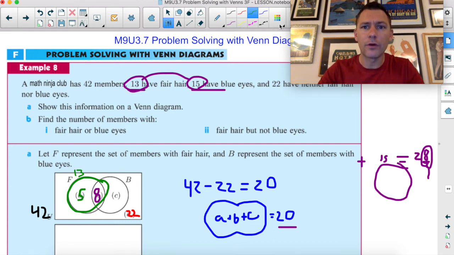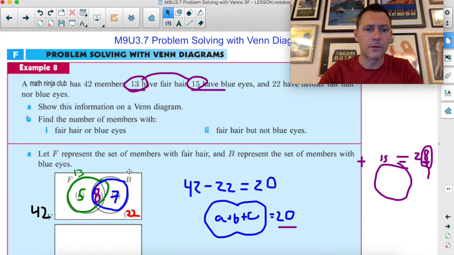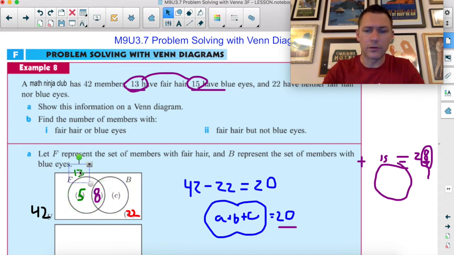And then also in this other circle, this circle was supposed to be 15, so this has to be 7 left over. Neat. So this should look like that.